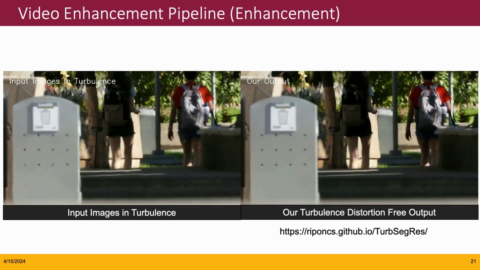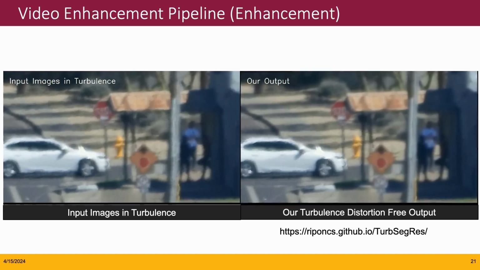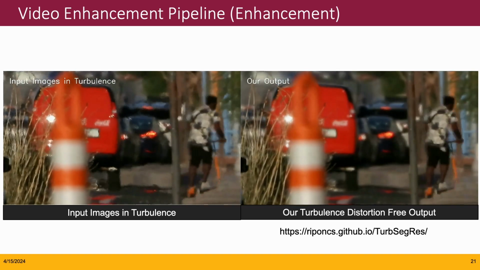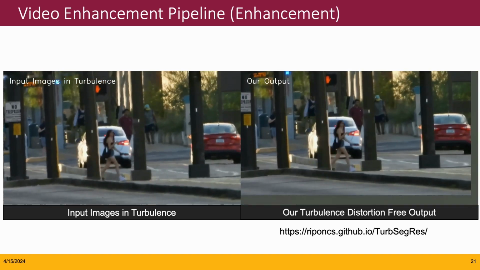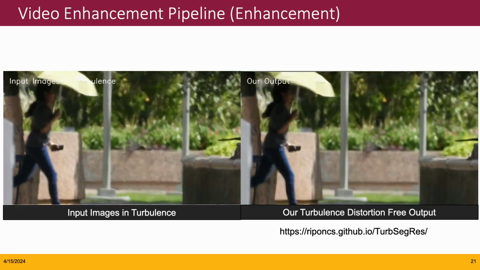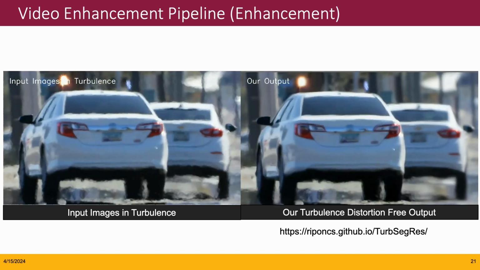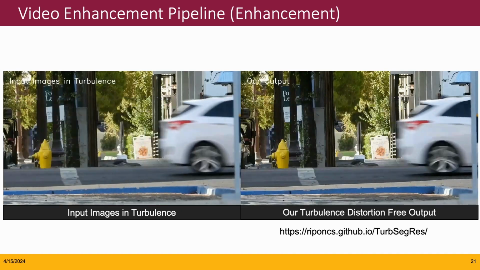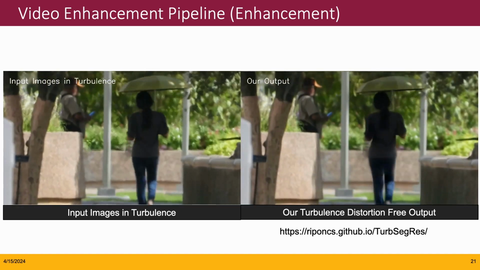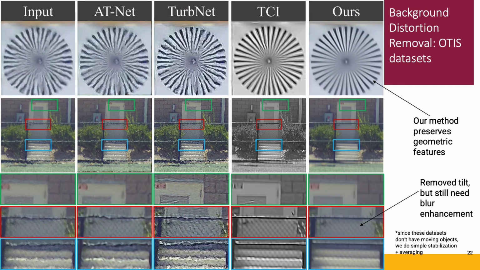Let's see our video enhancement pipeline in action. The left input video shows heavy distortion because of the turbulence. The right side shows that our enhancement method is really good at removing the video distortion caused by turbulence and makes it much more stable, smoother and clean. Our method also works really well on the OTIS dataset and makes it much cleaner than other approaches.